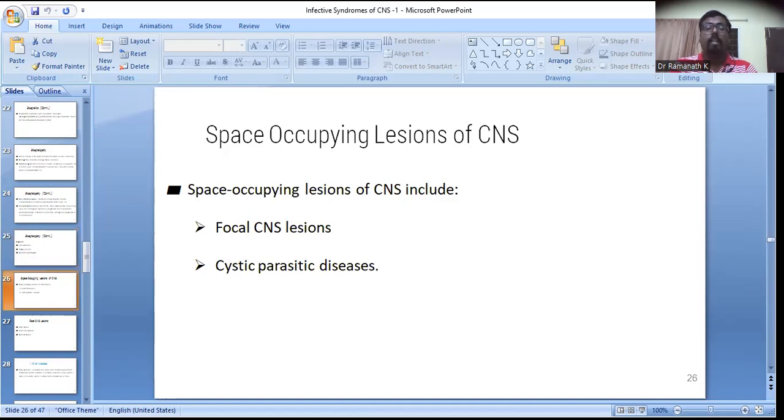The last one is space occupying lesions, where we can see focal central nervous system lesions. Sometimes parasitic cystic lesions can also be seen. Focal central nervous system lesions include collection of pus, brain abscess, and parasitic lesions. We can see Echinococcus granulosus sometimes producing a hydatid cyst, which can be seen in cystic parasitic disease.